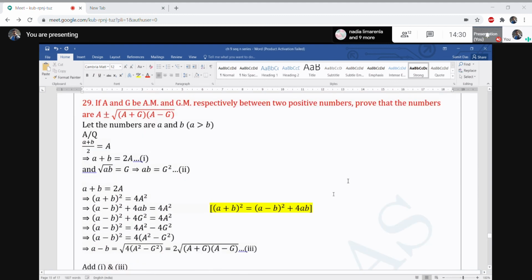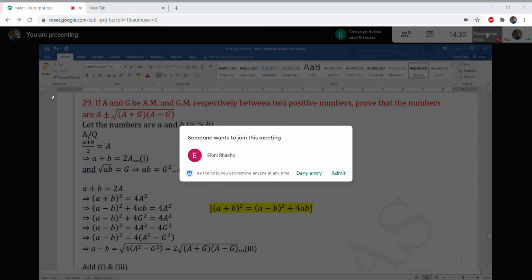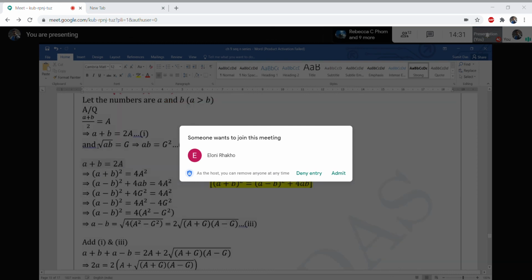So we take the numbers to be small a and small b, and we just mention a greater than b. So we are getting the arithmetic mean A is equal to (a plus b) by 2. So we can write that a plus b equal to 2A. We are marking this as 1. And geometric mean, we know, is equal to square root of ab, which is equal to G, and we are writing ab equal to G square. Then we wrote a plus b equal to 2A, so (a plus b) whole square equal to 4A square.